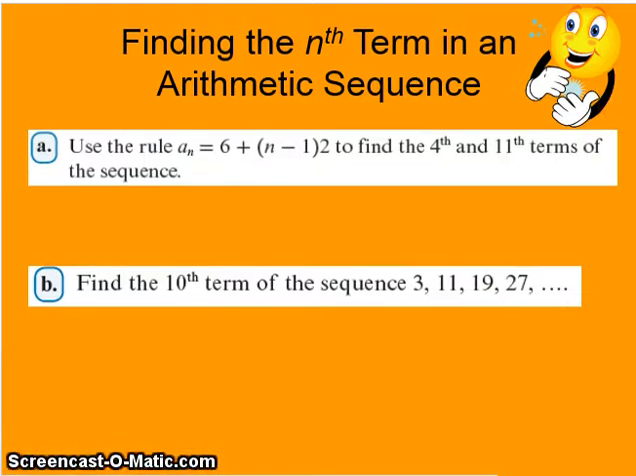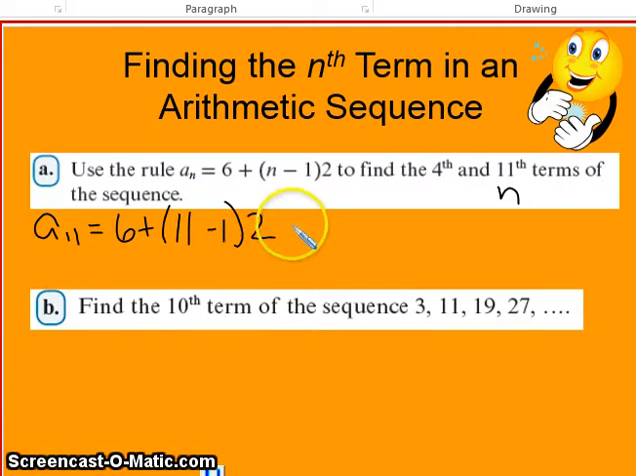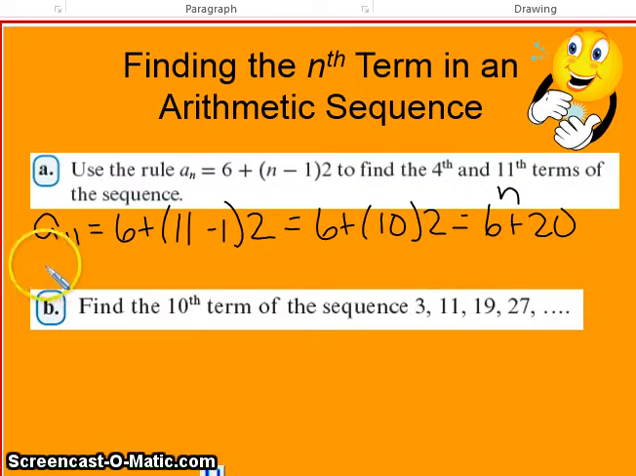Now I'm also going to need to find the 11th term. So in this case, n is 11. To find the 11th term, a sub 11, I use 6 plus, remember n is the term number you're trying to find, so 11 minus 1 times 2. From here, it's just order of operations, so parentheses first. 11 minus 1 is 10. Then multiplication, so 6 plus 20. And 6 plus 20 is 26. So my 11th term is 26.